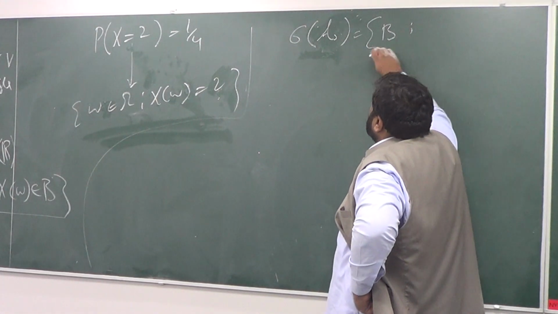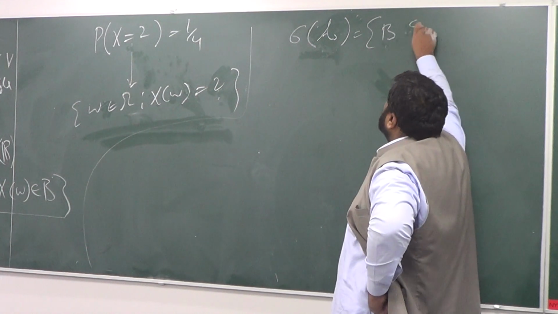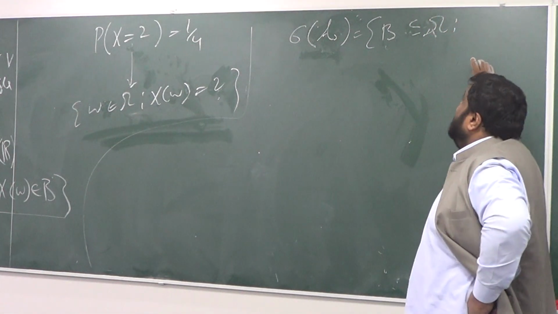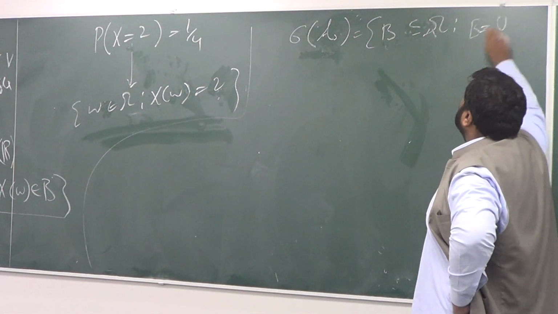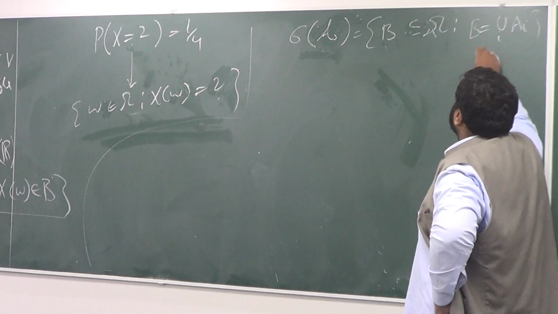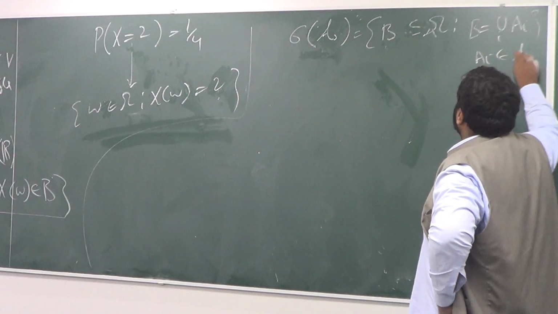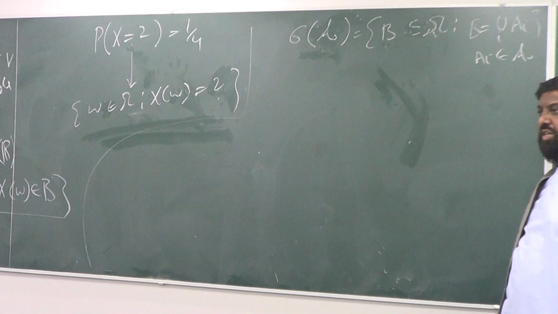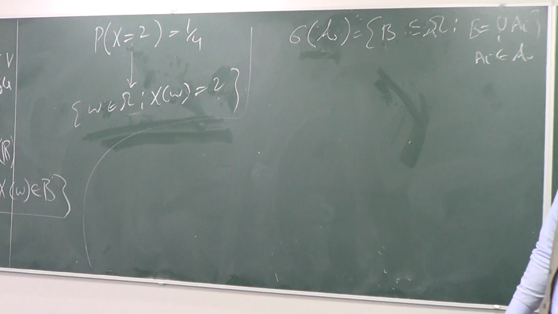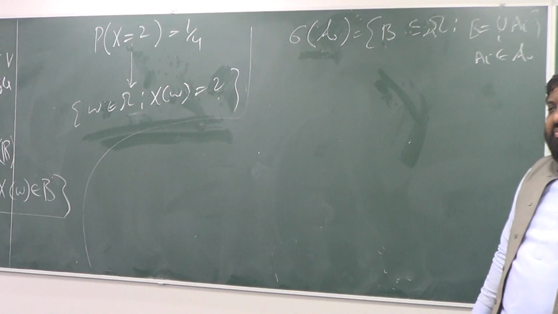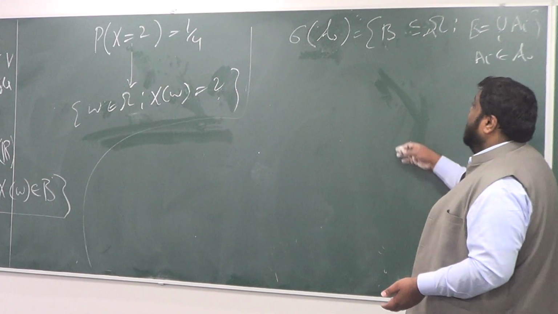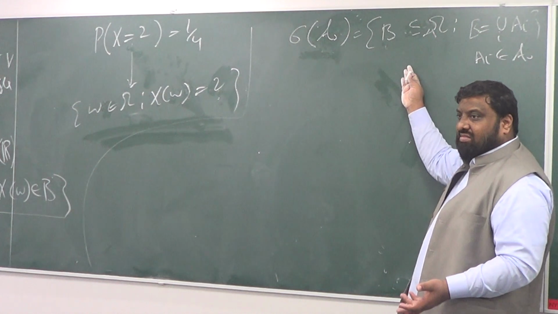So it's a collection of all such B's, such subsets of X or maybe Omega or whatever set you have, such that B can be written as a countable union of elements from A naught. This is what that means. And maybe for the sake of your satisfaction, you can try to prove that this is a sigma-algebra.